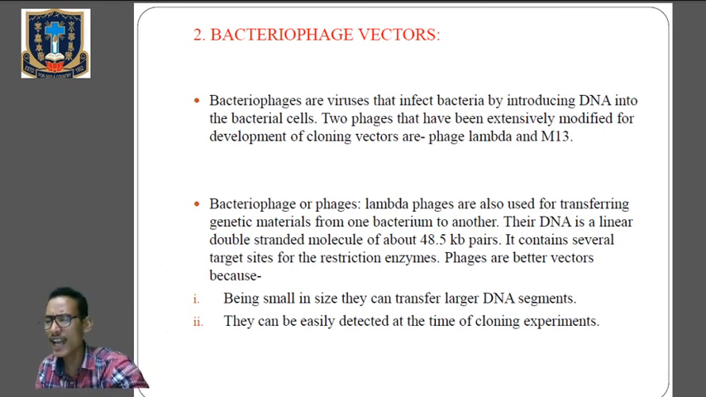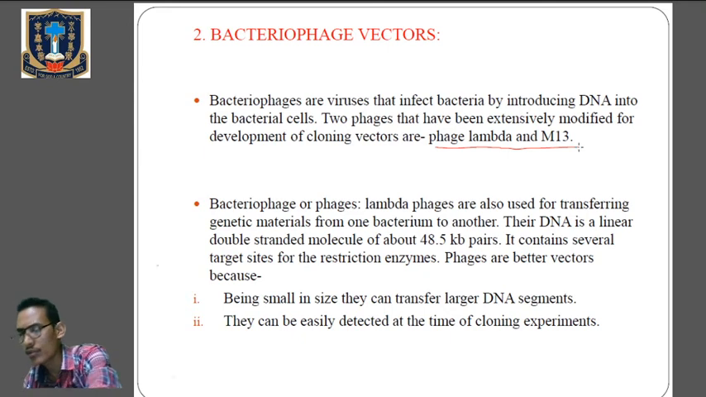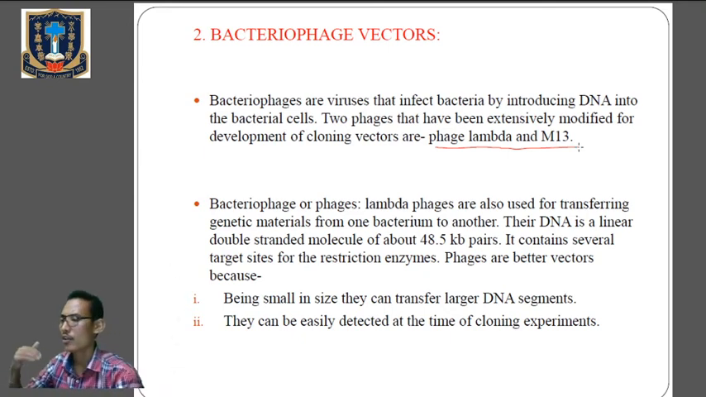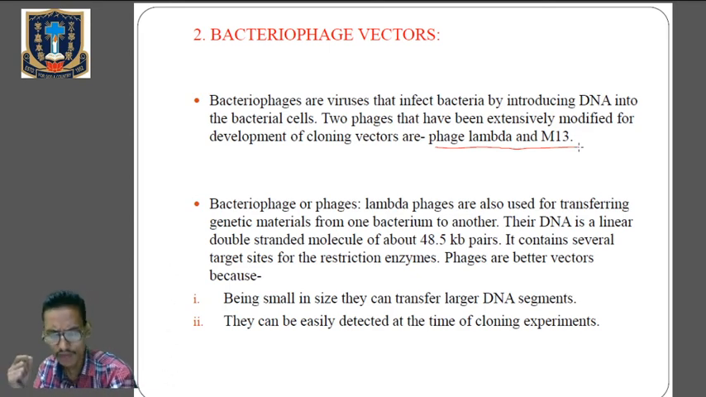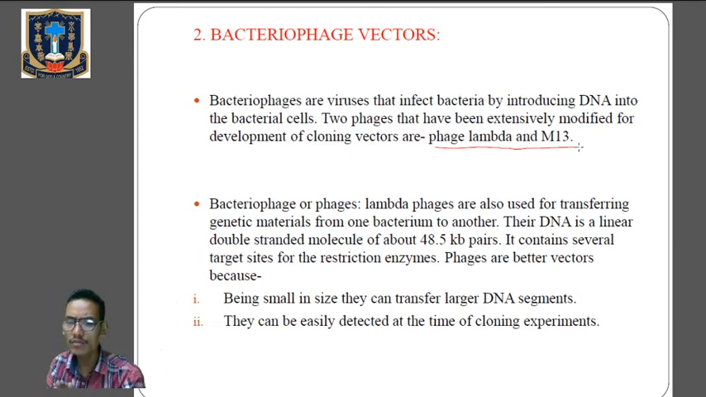So these are the viruses which can infect the bacteria. And two phages that have been extensively used and modified for use as a vector are phage lambda and M13. These are the two types of bacteriophage which have been modified to use as a vector for transferring the DNA into the host cells. Lambda phages are also used for transferring genetic material from one bacterium to another.